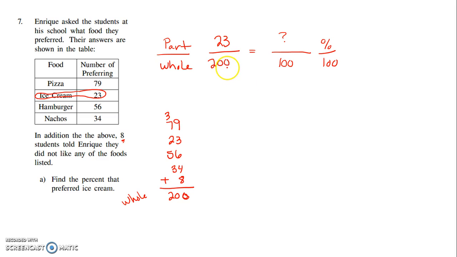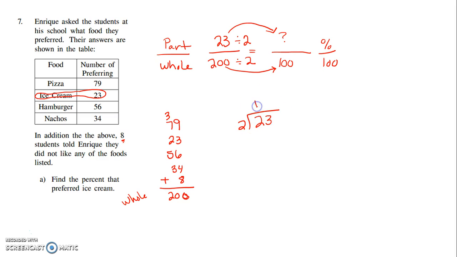So then we just look at this equivalent ratio and we say, how do you get from 200 to 100? Well, I would divide by 2. If you're dividing the denominator by 2, you also would want to divide the numerator by 2. So you would just take 23 and divide by 2.